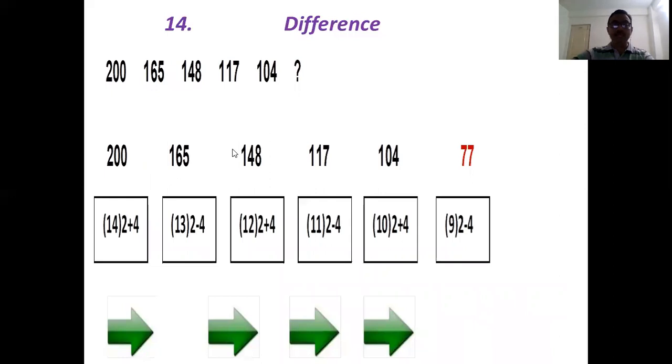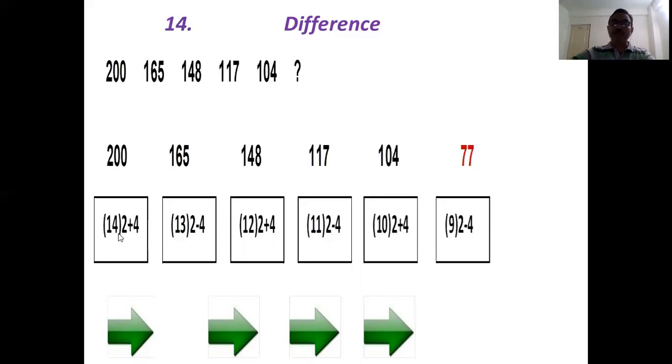Okay, when solving series questions, it would be nice if you learn squares of numbers from 1 to 35 and cubes of the numbers from 1 to 15. That would help you a lot in solving these questions. Like if you can see how I can get 200, 14 square is equal to 196 plus 4, I'm getting 200. Then 13 square is 169 minus 4, 165. The next is 12 square plus 4. So the next number will be 11 square minus 4. Then 10 square plus 4. The next number will be 9 square minus 4.